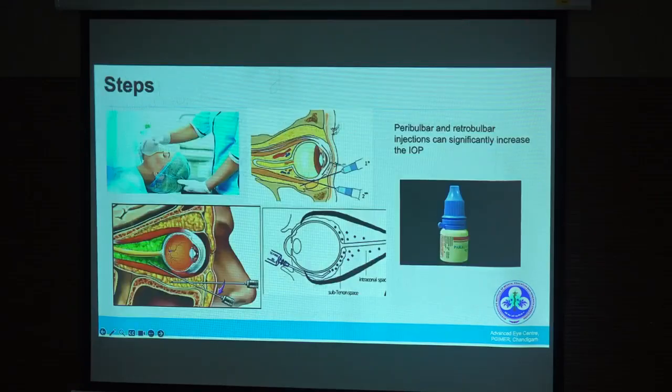So the steps: first you have to give anesthesia. It could be general anesthesia if the patient is a child or is not cooperating, but most often preferred is peribulbar or retrobulbar anesthesia.